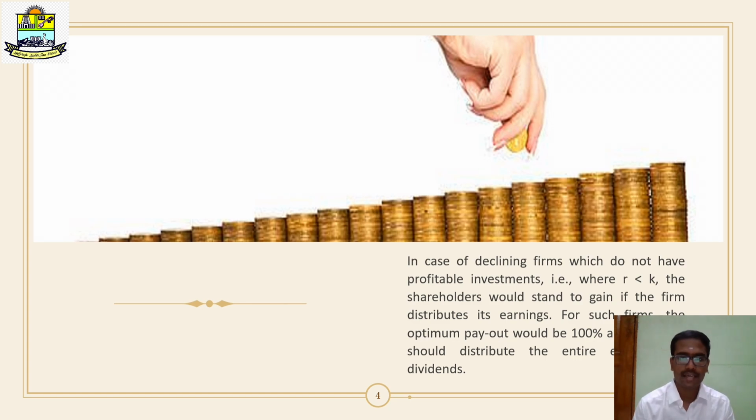On the other hand, a declining firm does not have profitable investments, so the firm pays the dividend to the shareholders. That is where R is less than K, the rate of return is less than the cost of capital. The shareholders would stand to gain if the firm distributes its earnings. The optimum dividend payout is 100%. This is regarded as a declining firm.